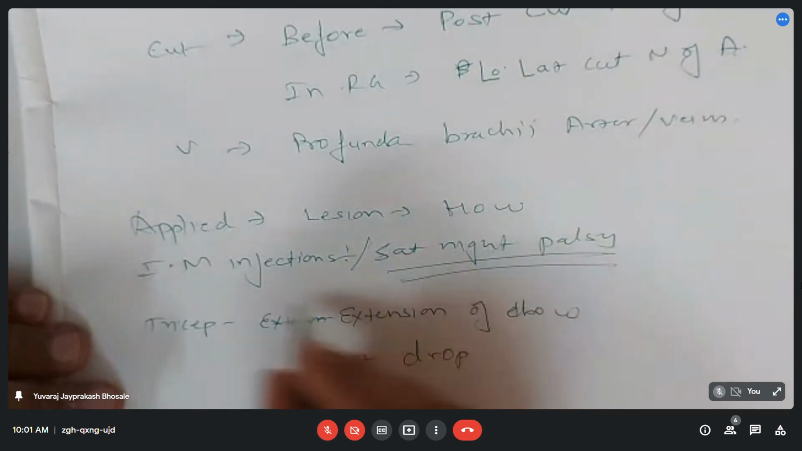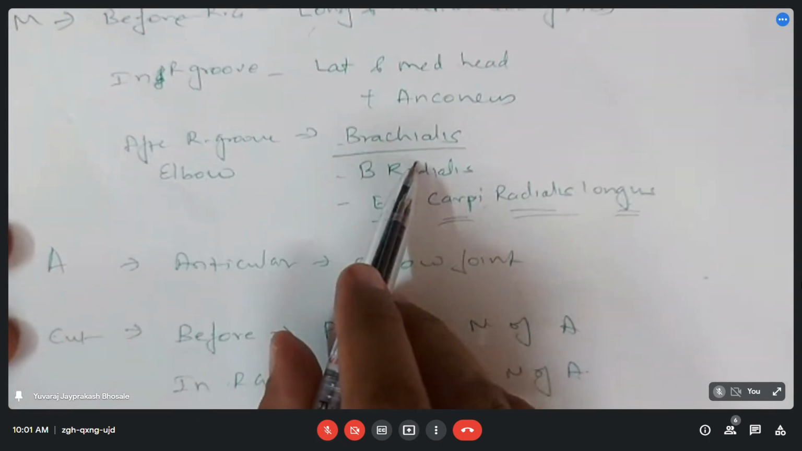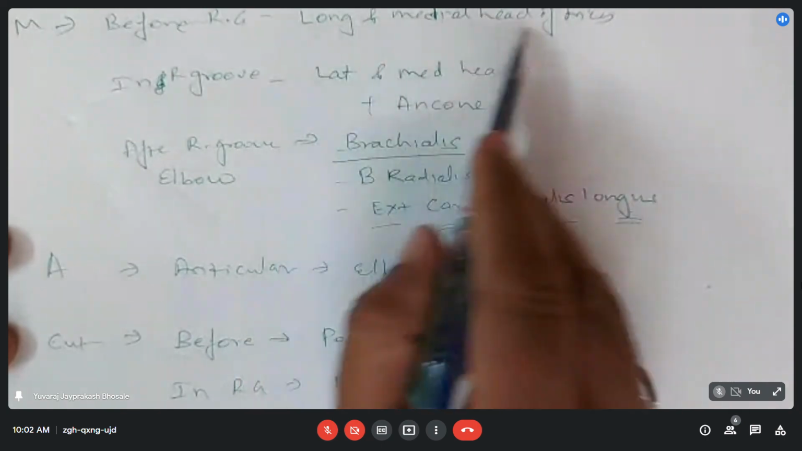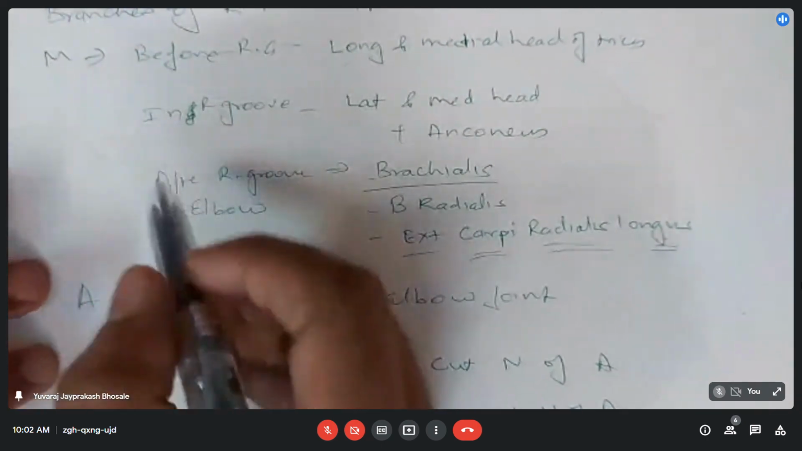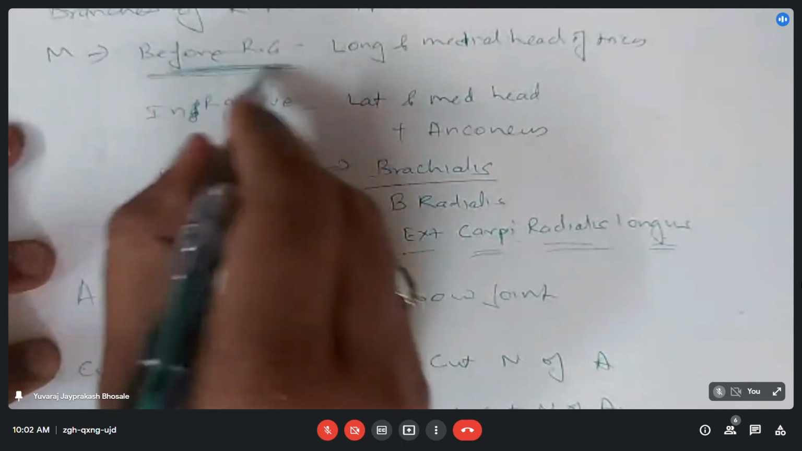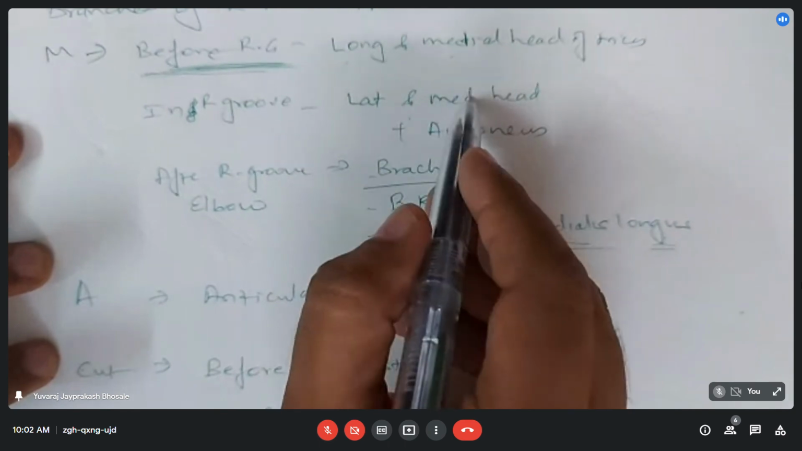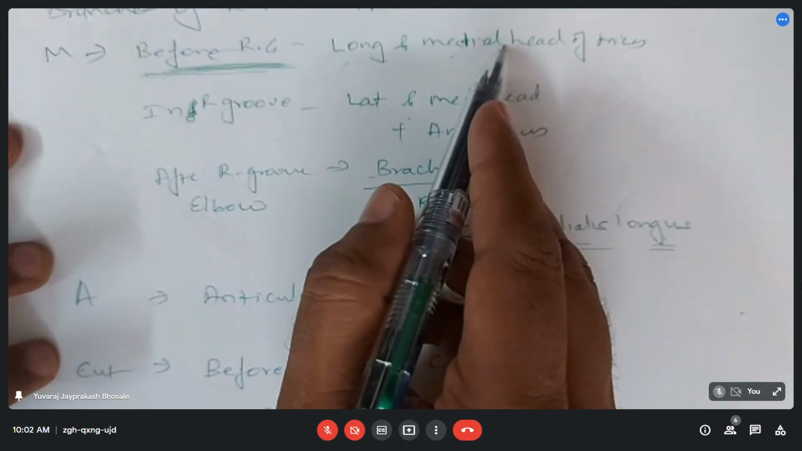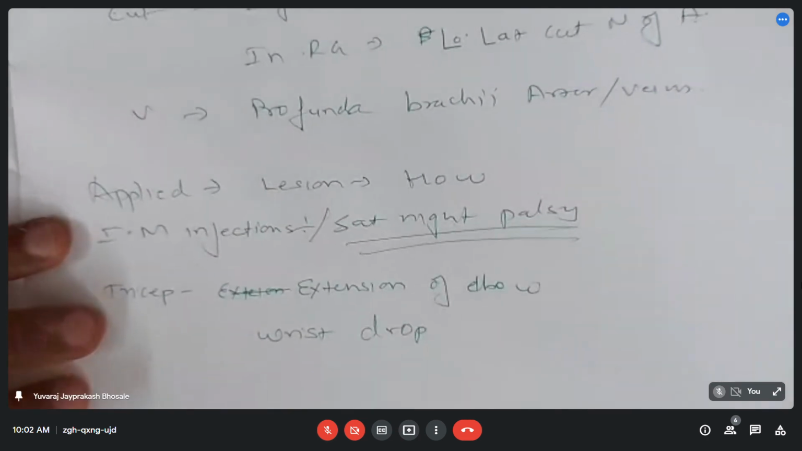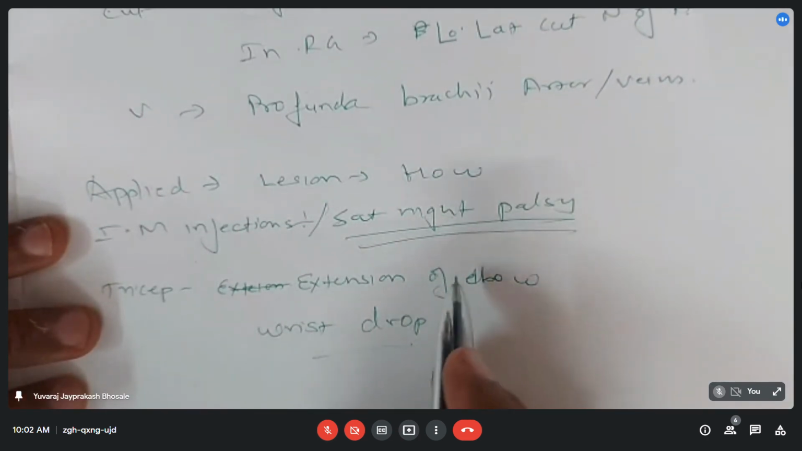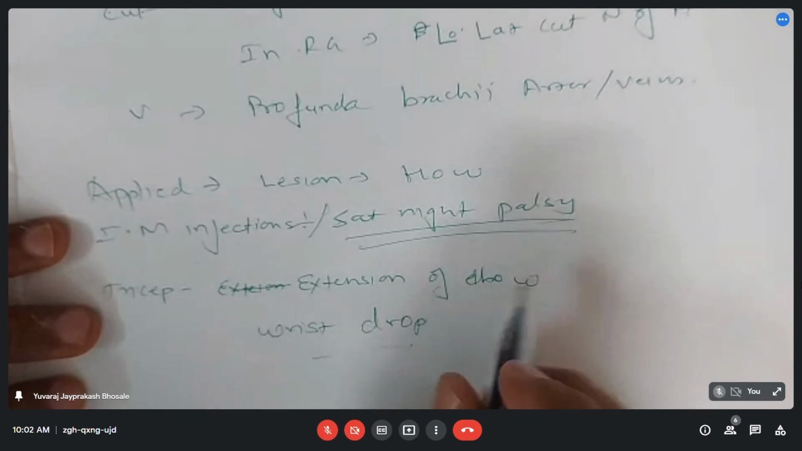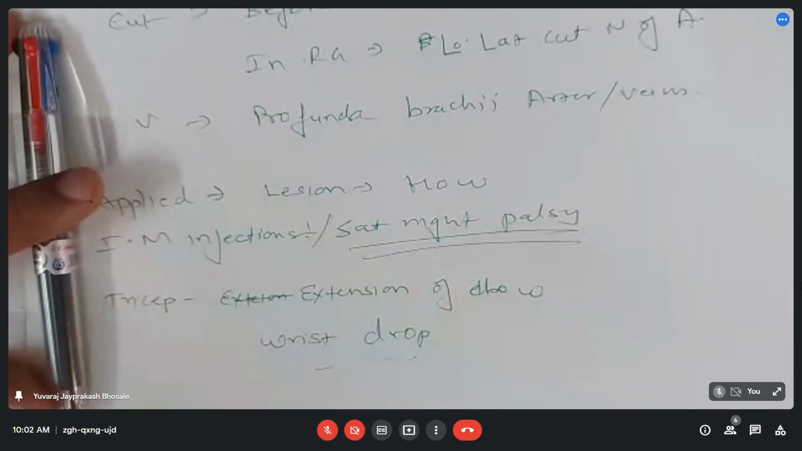Saturday night palsy. Now with IM injection there is a difference. If the injection damages the radial nerve in the groove, still the majority part of the triceps is supplied. This is asked in the exams. Before entering the radial groove, it has supplied only the long and medial head. So in the radial groove, if there is damage, the triceps will become slightly weak, but still extension is possible. But in the case of Saturday night palsy, there is a wrist drop, and the extension of the radial nerve and the triceps muscle, which is the chief extensor of the elbow, is affected.